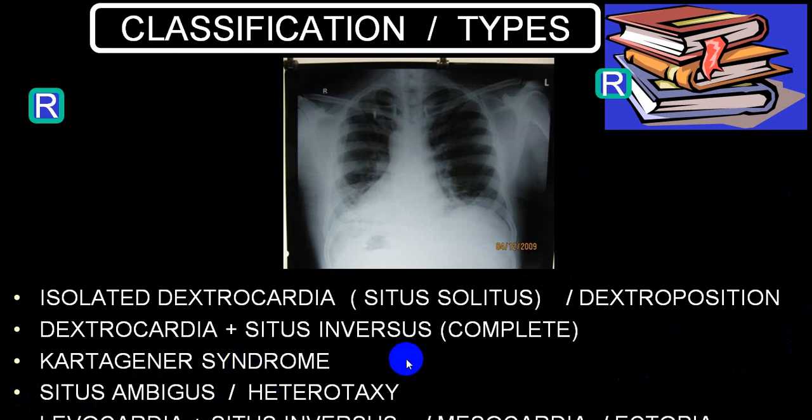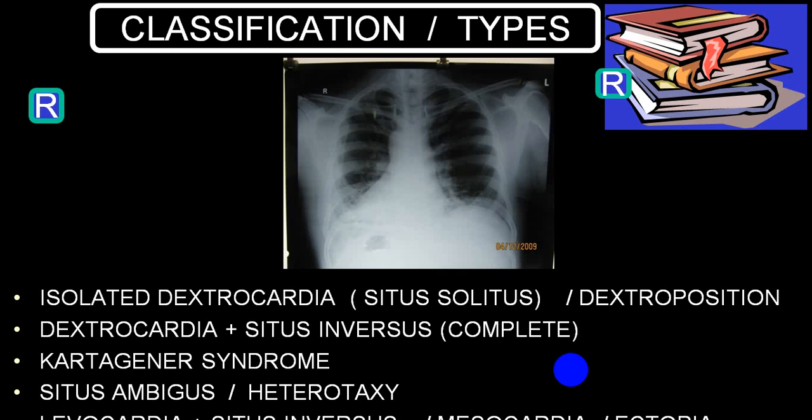Heterotaxy may be malposition of viscera along with abnormality of the spleen, maybe asplenia, maybe multiple spleens, polysplenia. The spleen may be absent, the spleen may be multiple. And ambiguous is an incomplete rotation of the viscera. You can have a normal position of the heart, that is levocardia, along with situs inversus, or you can have a heart not completely rotated to the right side.